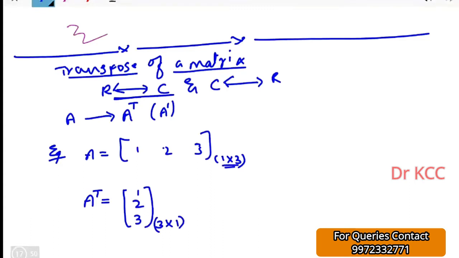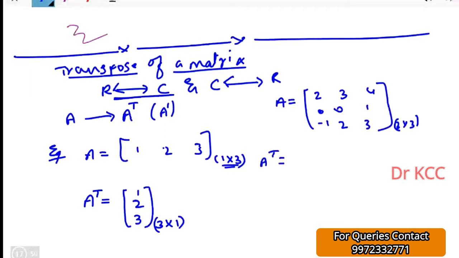Row matrix of order 1 into 3 has become 3 into 1. When you take the transpose, the order is completely changed, reversed. So let us take one more example. Let matrix A be equal to 2, 3, 4, 0, 0, 1, minus 1, 2, 3. This is of order 3 cross 3. Now take the transpose of this matrix.